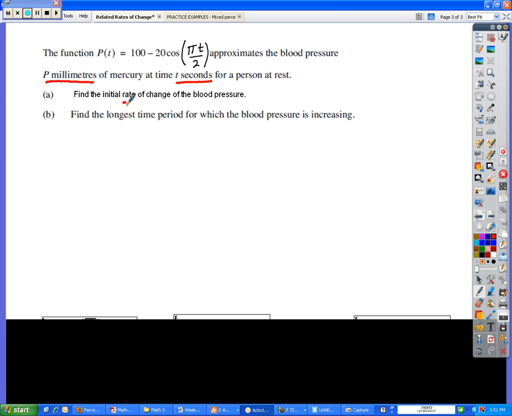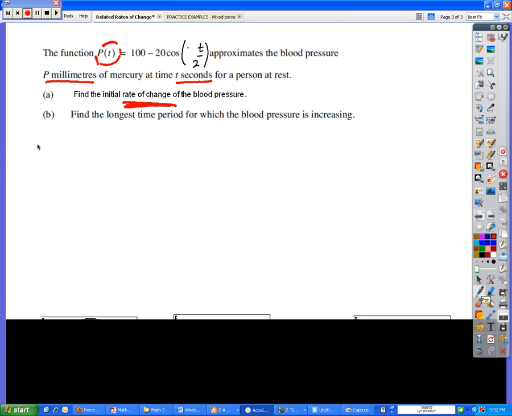Okay, let's have a look. We've got rate of change, that's an important thing. So this is a function showing the blood pressure at any time t. Oh, let me just get rid of one little thing there. Oh, where are we? That pi is not supposed to be there. There we go, just t over 2.